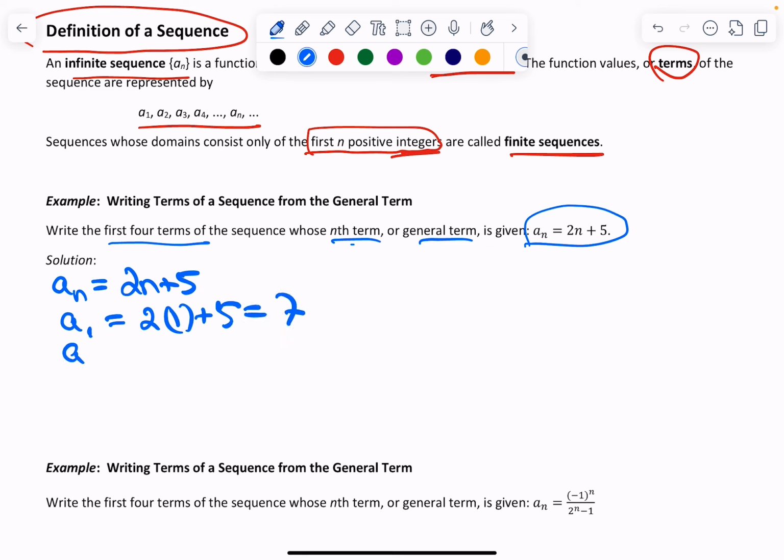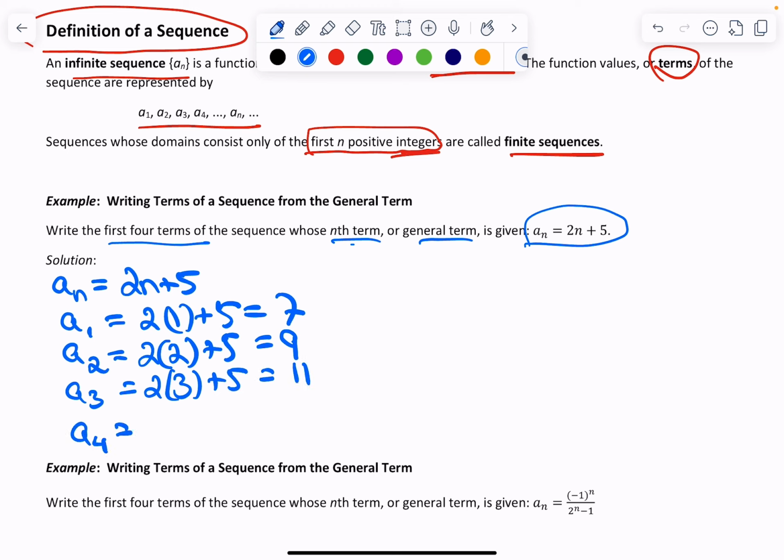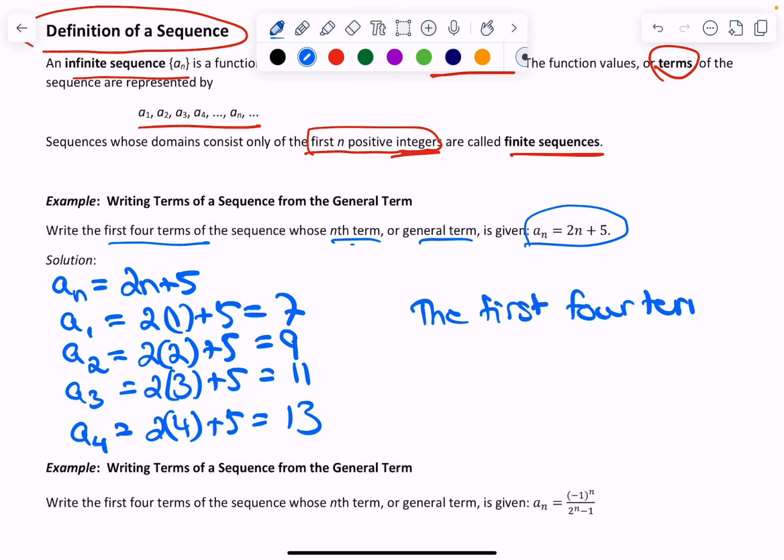Second term, so we're subbing in with 2. 2 times 2 plus 5 is 9. Third term is going to be 11. And fourth term is going to be 13. So the first four terms are 7, 9, 11, and 13 for this one.